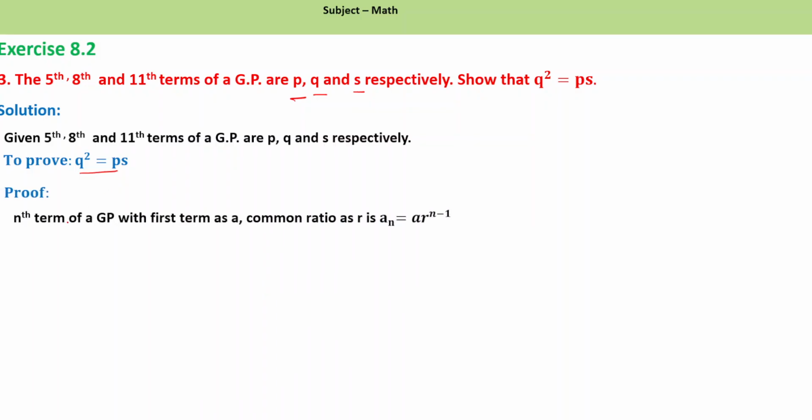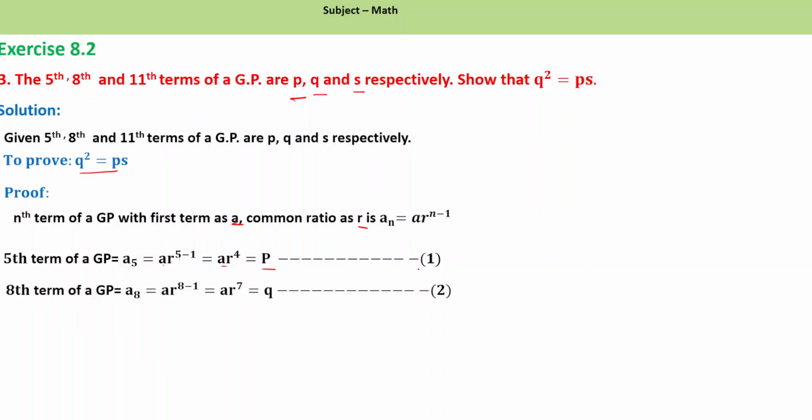Proof. The nth term of a GP with first term a and common ratio R is An = A × R^(n-1). So here the 5th term of the GP is A5 = A × R^(5-1), that is A R^4, which equals P. Let us make this equation 1. The 8th term of this GP is A8 = A × R^(8-1), that is A R^7.